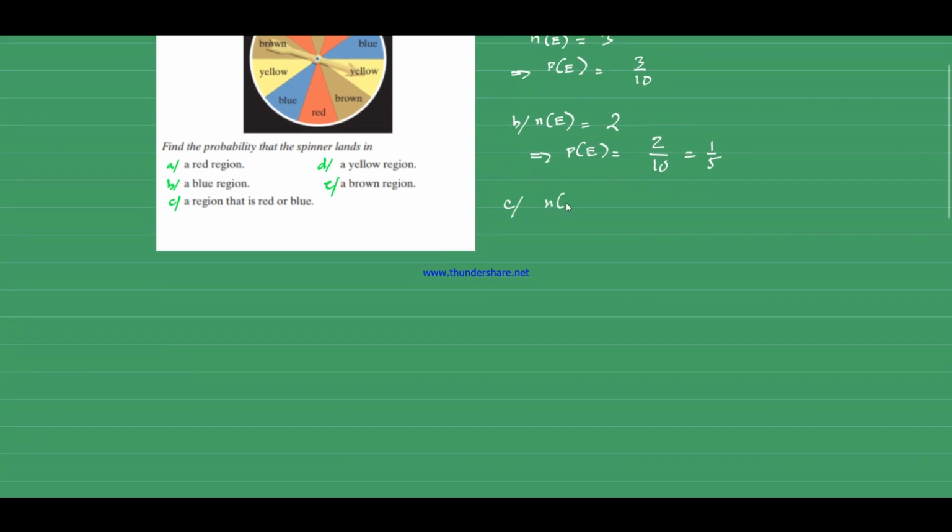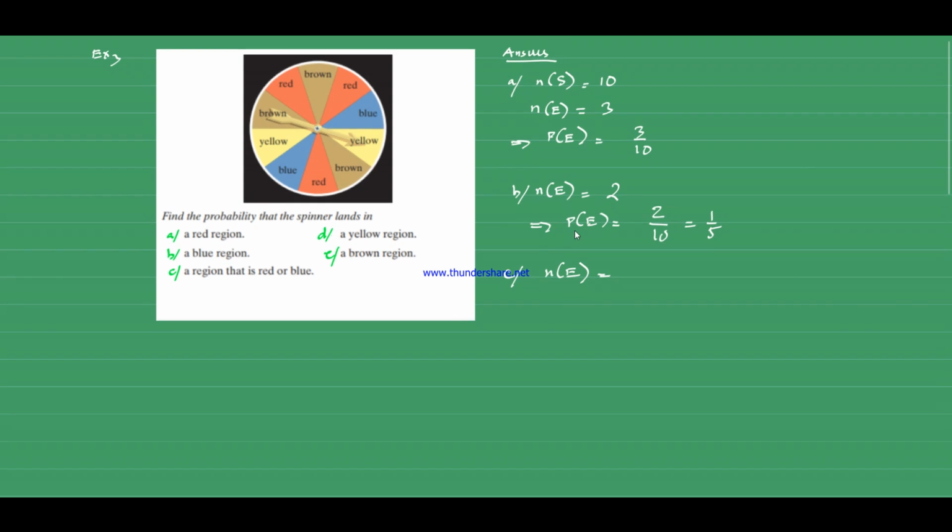And for the cardinality of a region that is red or blue, let's see how many elements are red or blue. 1, 2, 3 red, 2 blue, so totally 5. The probability of getting red or blue will be 5 over 10, 1 over 2.